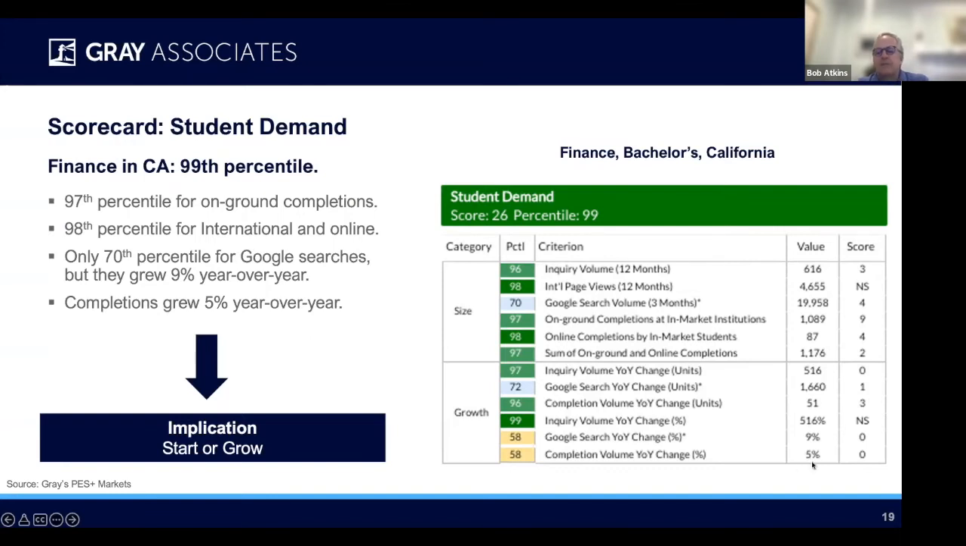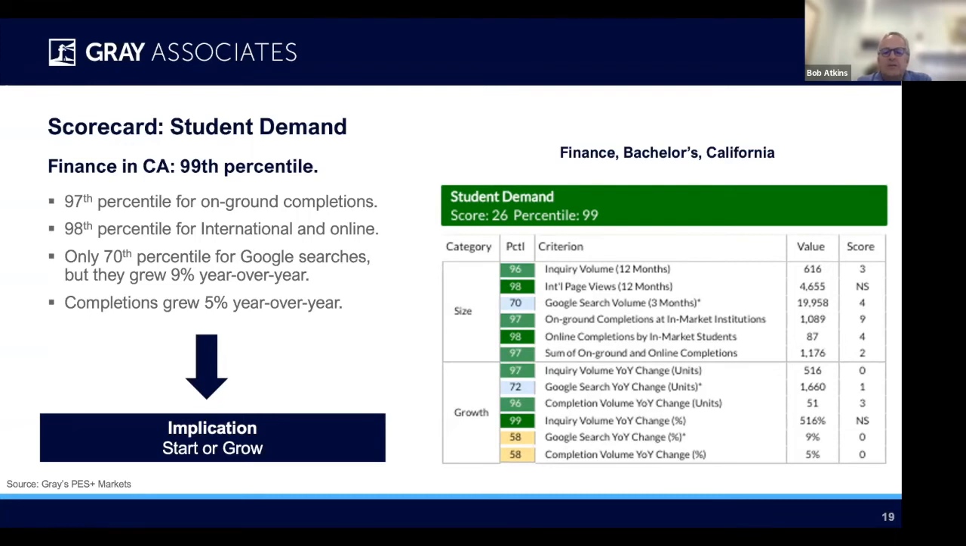Completion volumes are up 5%. So if I were looking at this, it's about as good as it gets in terms of student demand. And to the extent that there's any risk in the Google search volume only being at the 70th percentile, I think that's largely offset by the fact it's growing at 9%. So it will become larger over time relative to other programs.